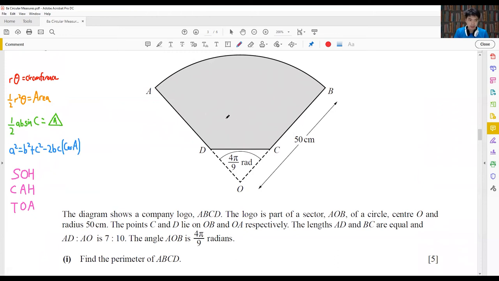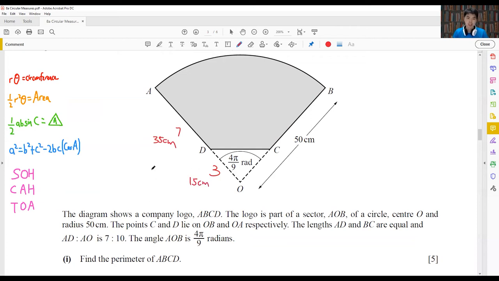and AD to AO is 7 to 10. All right, so this is 7, then if this whole thing is 10, that makes this region here 3. The angle AOB is 4 pi over 9 radian. So if that's the case, if this is 7 to 3, that means in reality this is 35 cm, and this will be 15 cm.